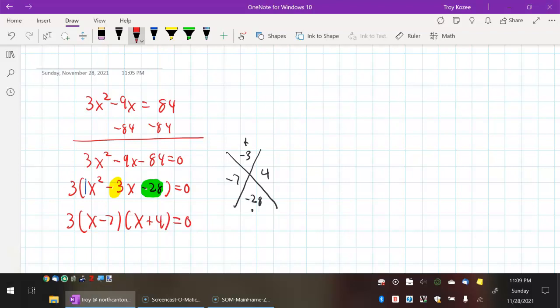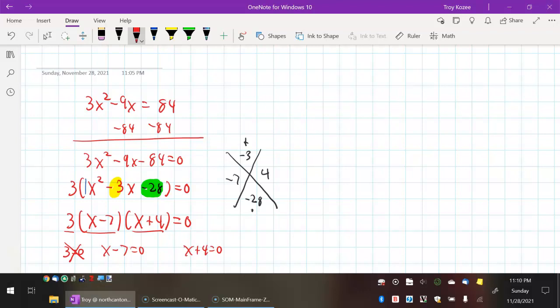Now, if you remember, from here we break each of these factors up into little problems and solve each one, because if any one of these is 0, then the whole thing is 0. So here either x minus 7 could be 0, or x plus 4 could be 0. I don't worry about the 3 because the 3 is never going to be 0. If your GCF has a variable in it, it does figure into your answer.